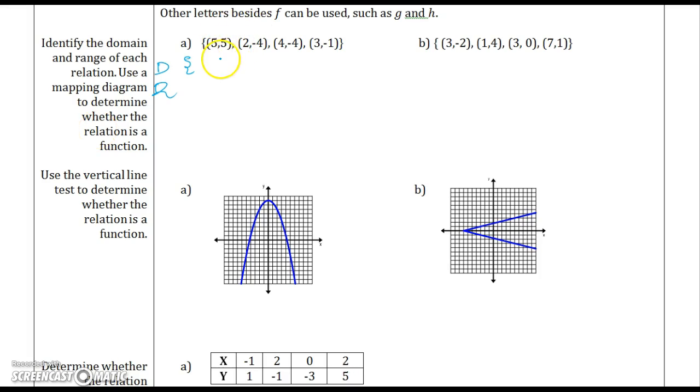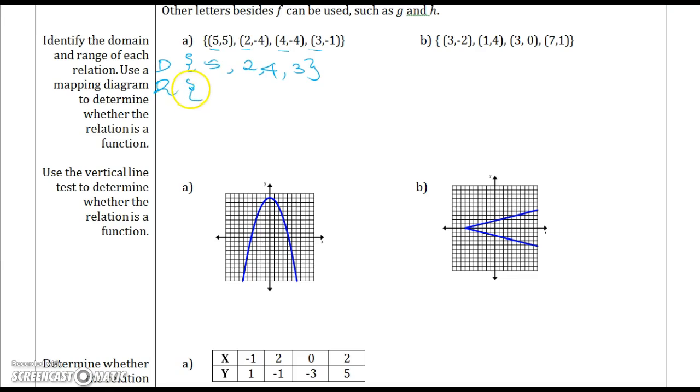So domain, remember we said, were the first numbers. So 5, 2, 4, 3. Excuse my handwriting, it's not the best. And then my range is going to be my output values, and my output values are 5, -4, I'm only going to list it once, and then -1. This is my set.